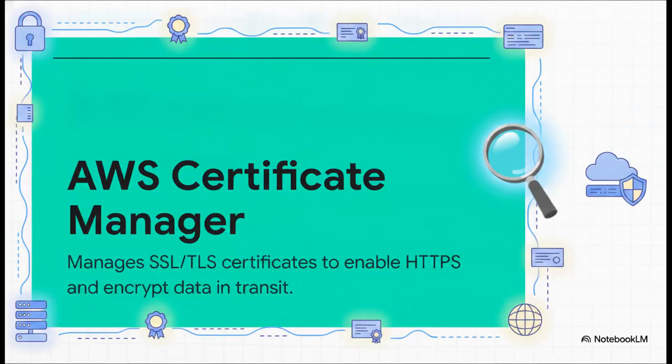Next up is AWS Certificate Manager, or ACM. Now, while KMS handles data at rest, ACM is all about data in transit. It provisions, manages, and deploys SSL and TLS certificates. If you need a secure, encrypted HTTPS connection for your app's load balancer or CloudFront distribution so data can't be snooped on over the internet, ACM is exactly what you use.